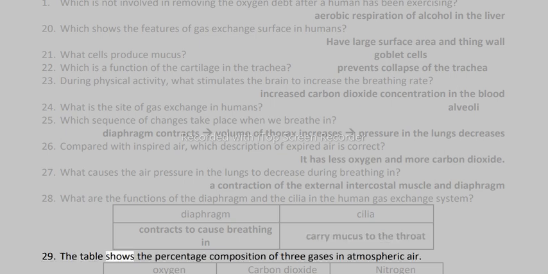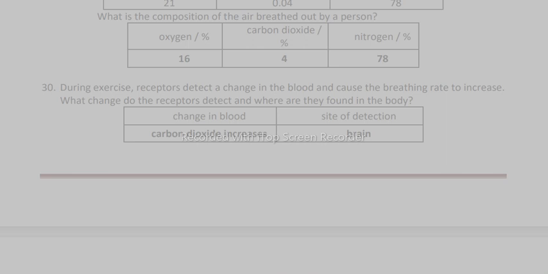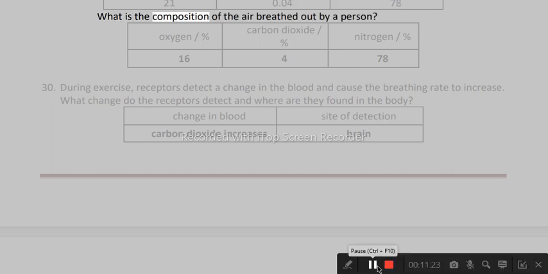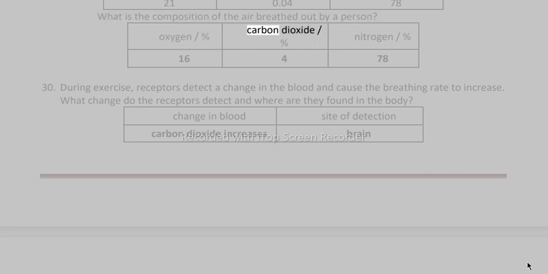29. The table shows the percentage composition of three gases in atmospheric air: oxygen, carbon dioxide, nitrogen. 20, 0.04, 78. What is the composition of the air breathed out by a person? Oxygen percent, carbon dioxide percent, nitrogen percent. 16, 4, 78.